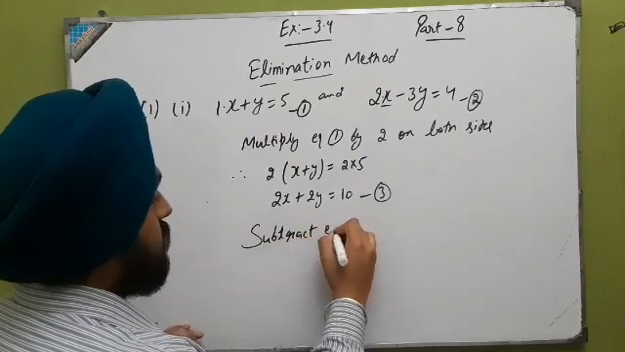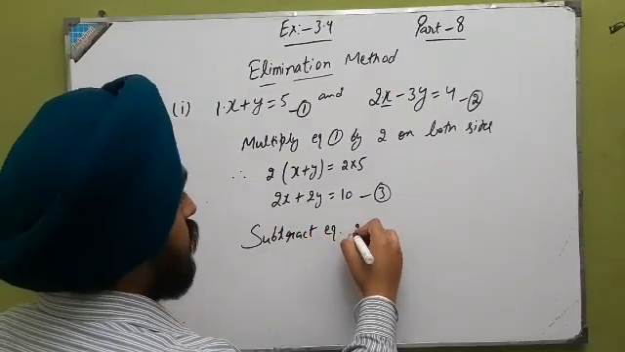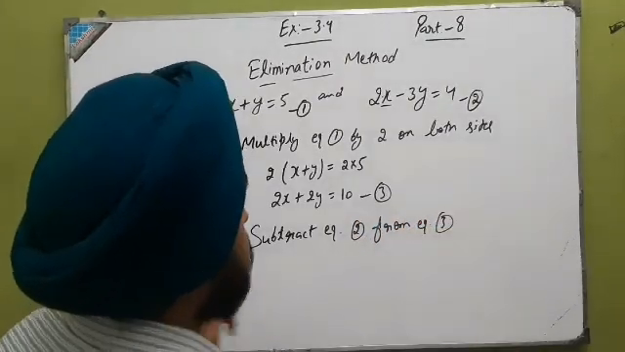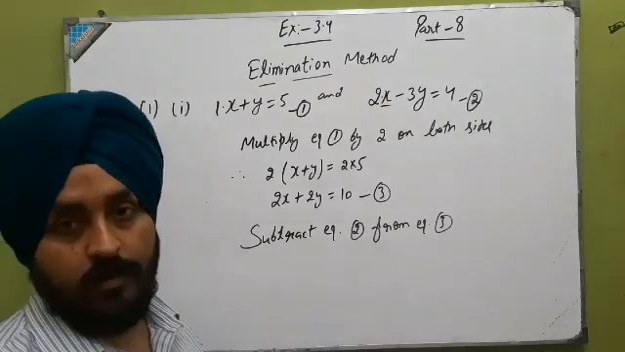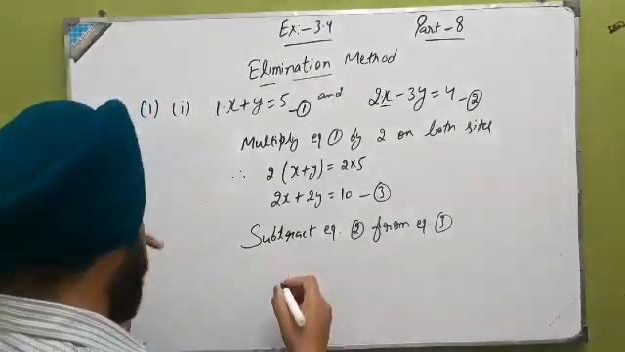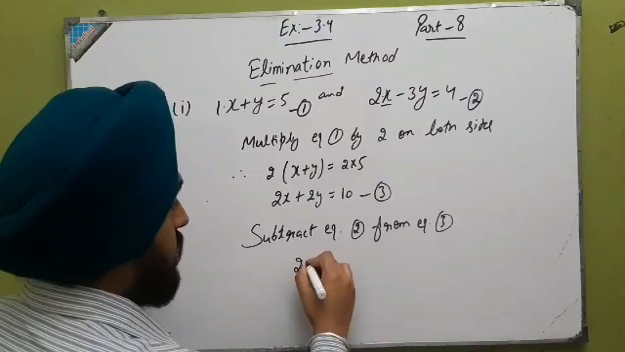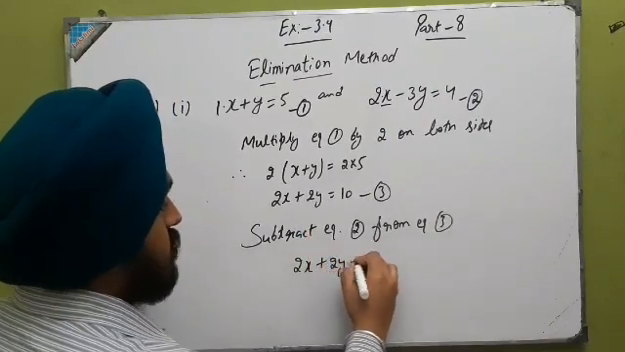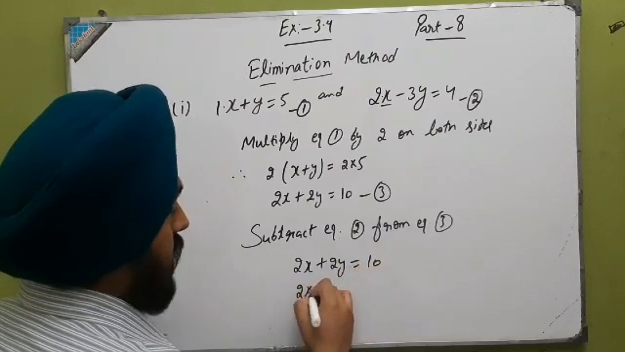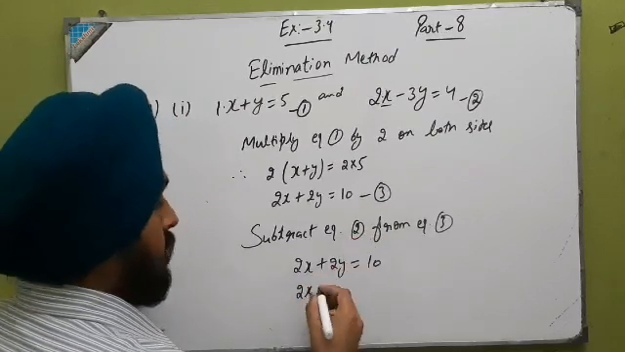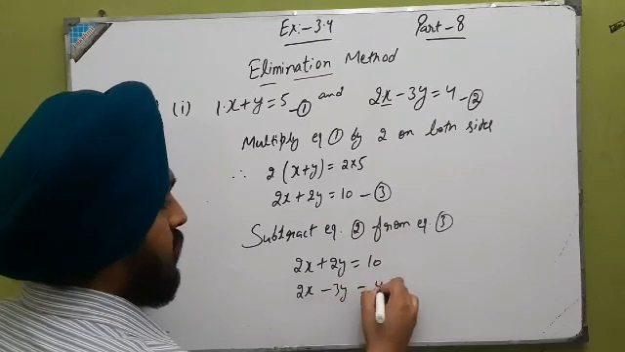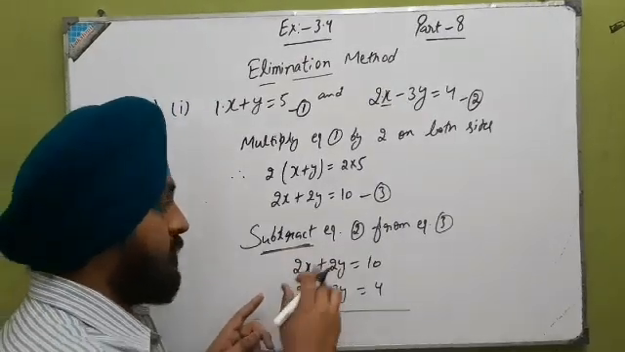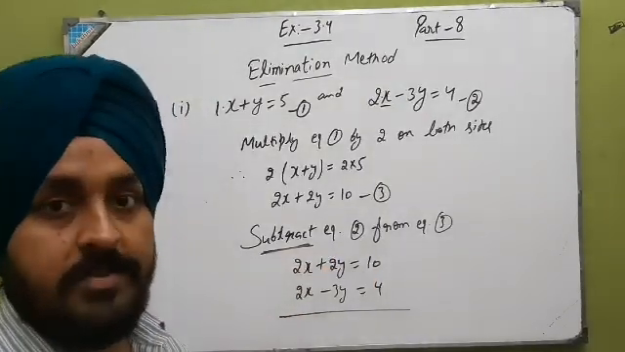Subtract equation 2 from equation 3. You can subtract 3 from 2 also. It is up to you. You can take any first. I am writing here equation 3 first, that is 2x plus 2y is equal to 10, and second equation 2x minus 3y is equal to 4. Since I have to subtract, which equation am I subtracting? I am subtracting equation 2.